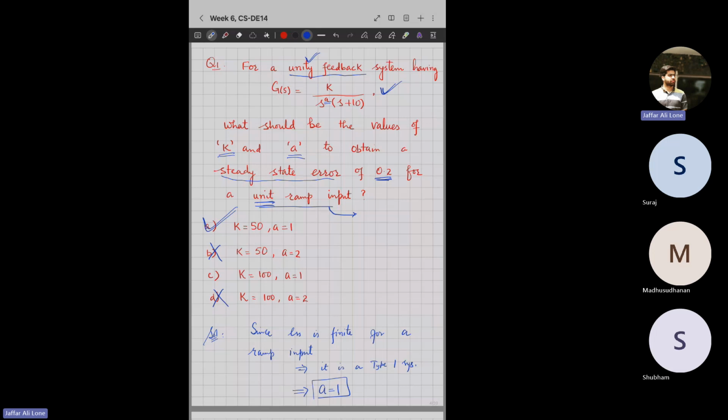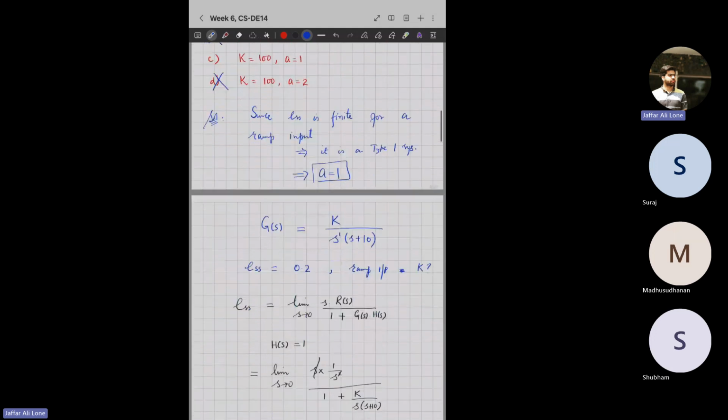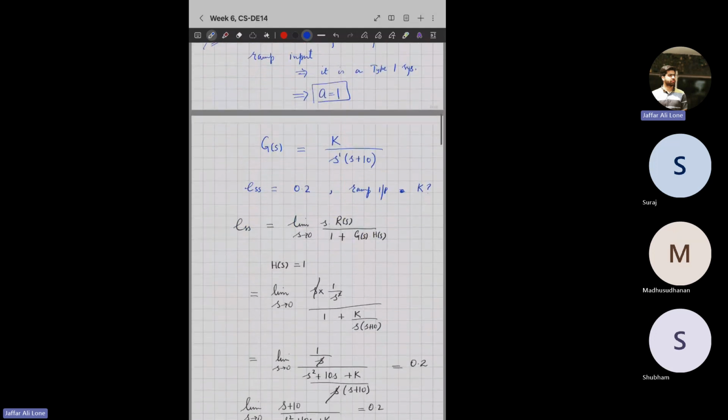So we know for a unit ramp input, steady state error is finite only for a type 1 system. That means we get the value of a equal to 1, because for a type 1 system, only one pole of the open loop transfer function lies at the origin. After that, we have to find the value of K such that steady state error is 0.2, so we directly apply the formula for steady state error. That's what I have applied.